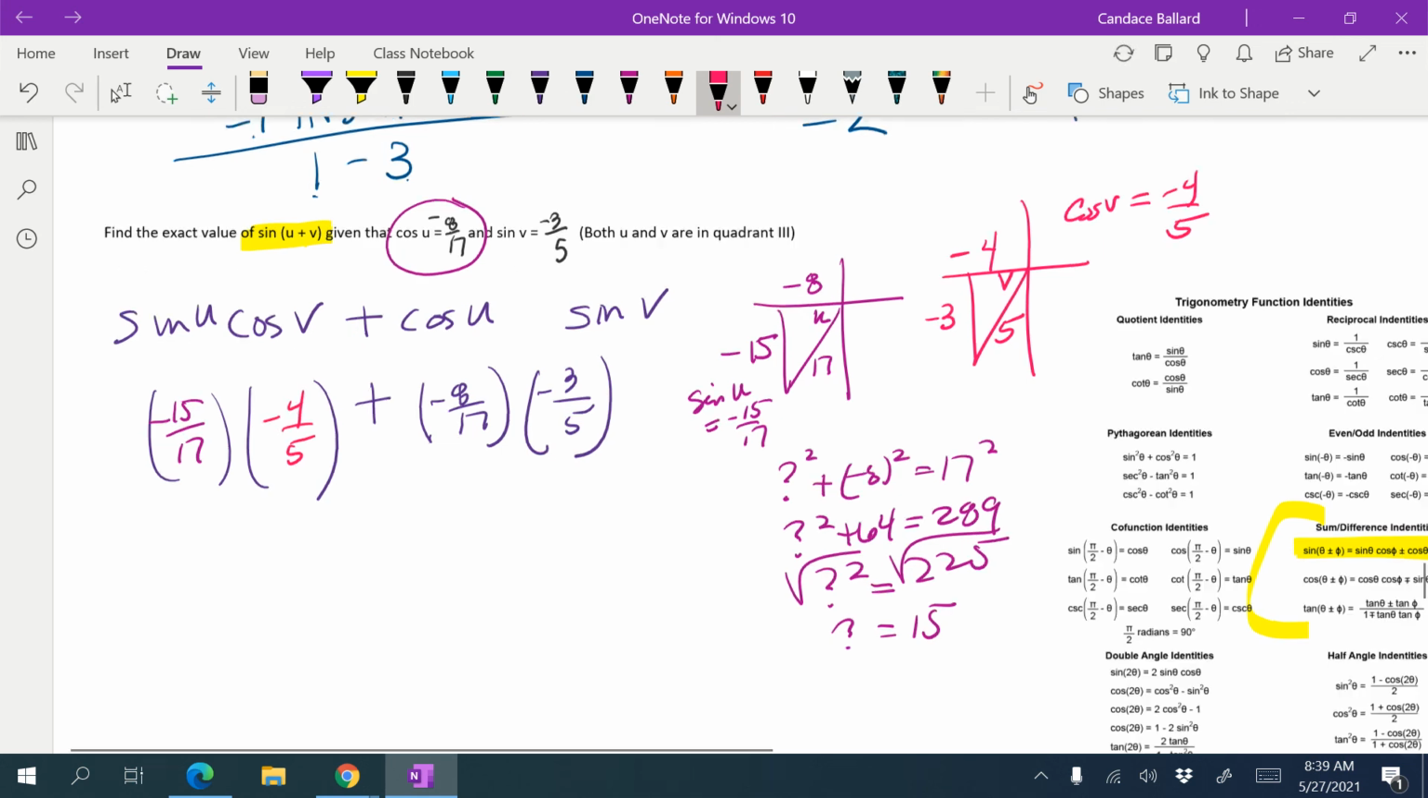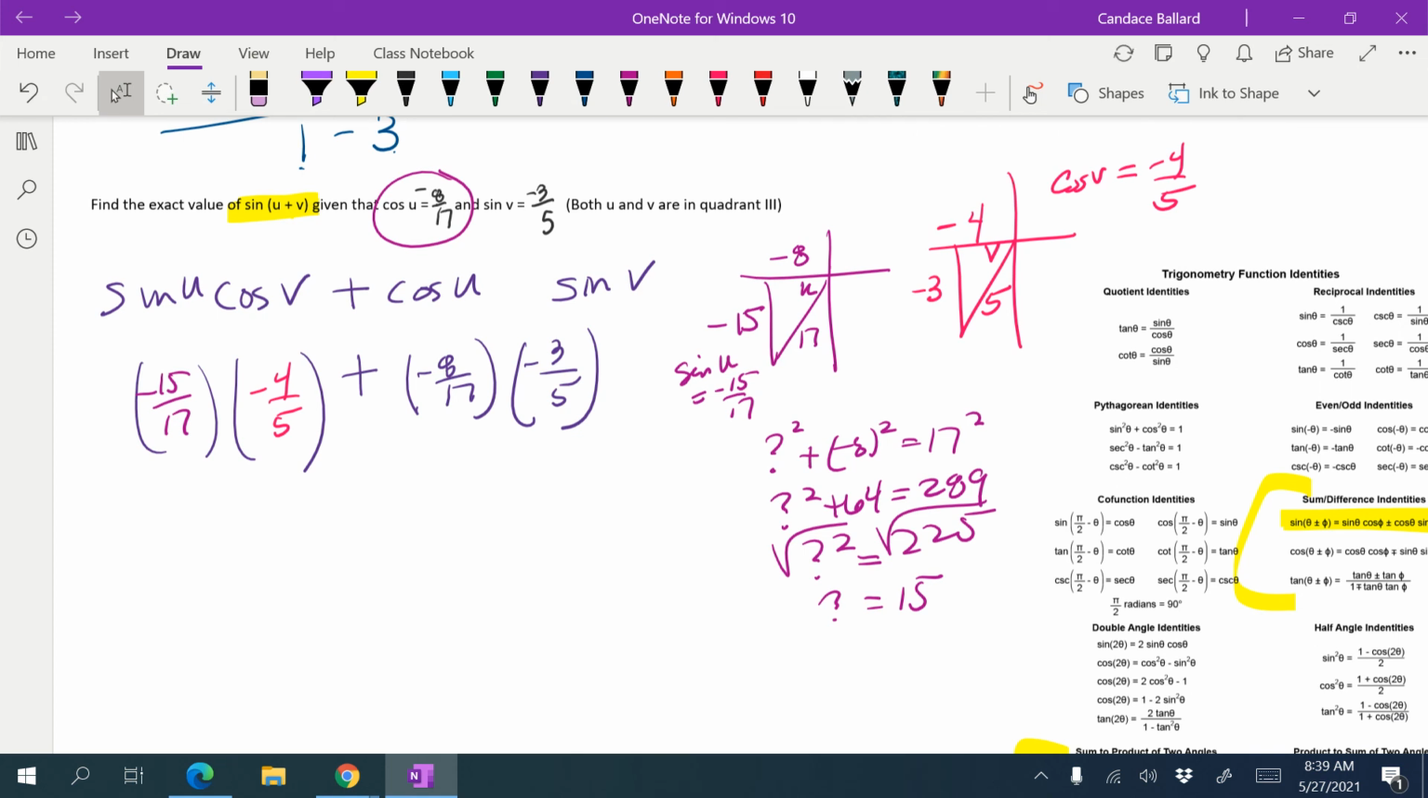At this point, we're just going to simplify with some arithmetic here. 17 times 5 is 85. So it'd be -19/85 plus -11/85, and then I add the -19 plus the -11, and I get -30/85, which I don't believe actually simplifies, so we would just leave it like that.